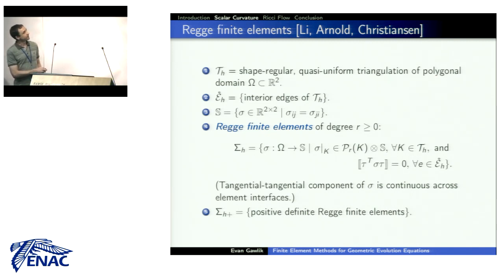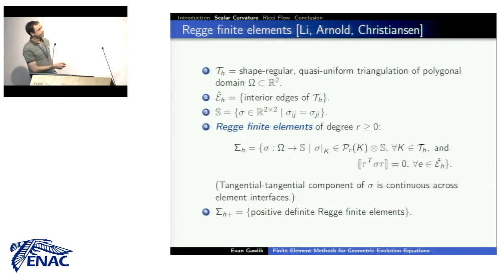And the Regge finite elements are defined in this way. They are maps from omega to S, symmetric tensors, with the property that the restriction of sigma to any element is a polynomial of degree R, or each of the components is a polynomial of degree R. And the jump in the tangential component of sigma is 0 across every edge. Intuitively, what does this mean? It means that I have a piecewise polynomial metric with the property that if I have two triangles that are neighboring, then the length of the edge between them, as measured by the metric on the left, agrees with the length of that edge as measured by the metric on the right. So that's what this tangential continuity condition is saying.